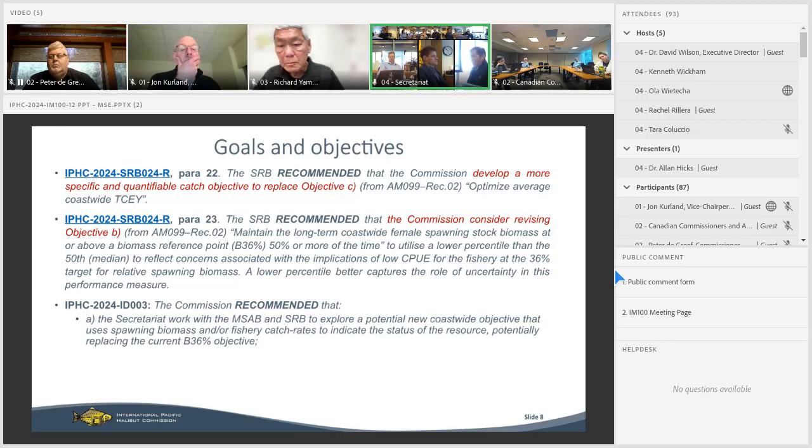But really the gist of that recommendation is for the MSAB, the commission, and the Secretariat to consider alternatives to that if that's not one of the better objectives that we have in the list. So intersessional decision 3 was that the commission explore a new coastwide objective related to B36%. In response to that, we had an ad hoc meeting with the MSAB, discussions with the SRB, and then another meeting with the MSAB at MSAB 20.